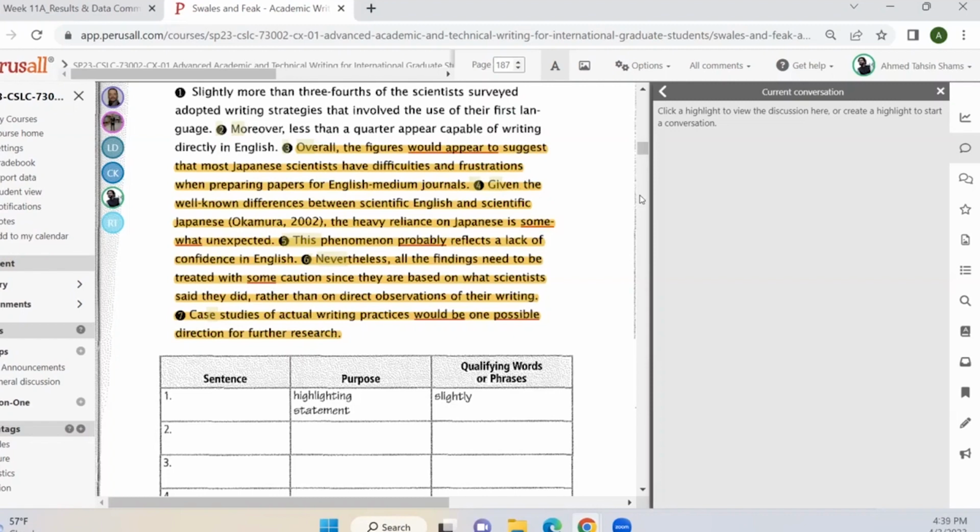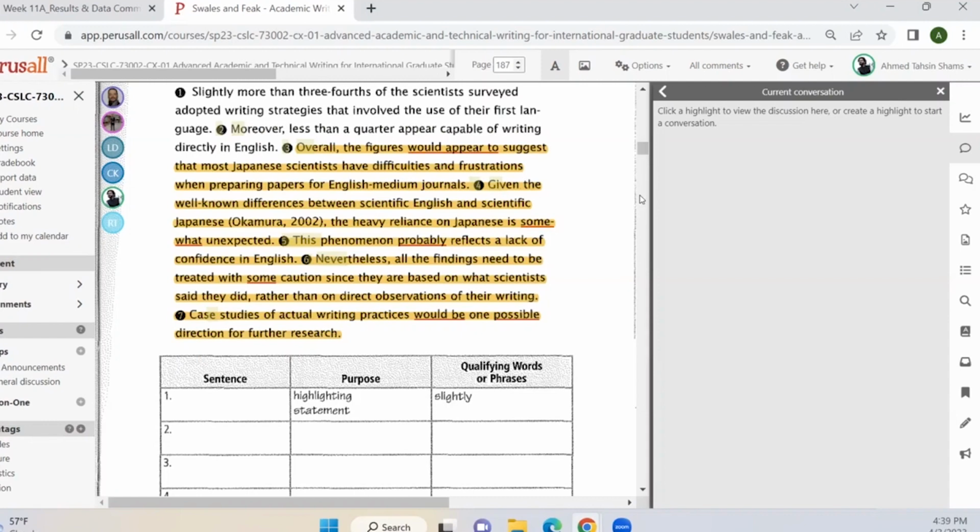So what we learned from here: we highlight data, we write the conclusion of that survey or table or chart, we talk about the unexpected result, and we do not leave it there. We explain the unexpected result, the possible explanation. Make sense? Number 6, 7. Let's talk about 6. Nevertheless, all the findings need to be treated with some caution, since they are based on what scientists said they would do, rather than on direct observations of their writing. It's very easy. What is number 6? Limitation. Number 6 is talking about the limitation of the data.